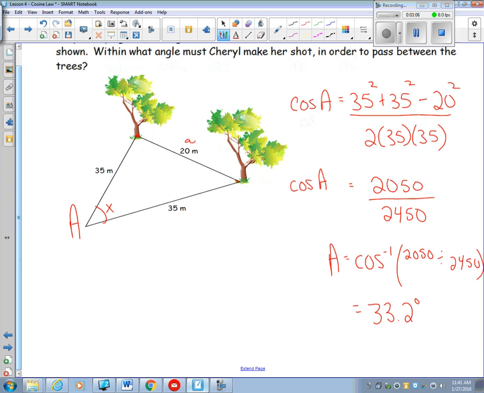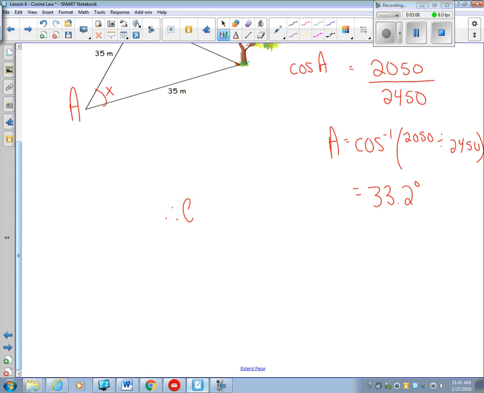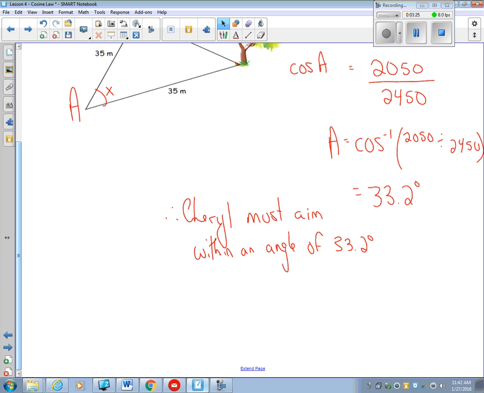Okay. So Cheryl must aim within an angle of 33.2 degrees. And that takes us into the cosine law. Real short lesson today, so make sure you try the homework and give the quiz a try.